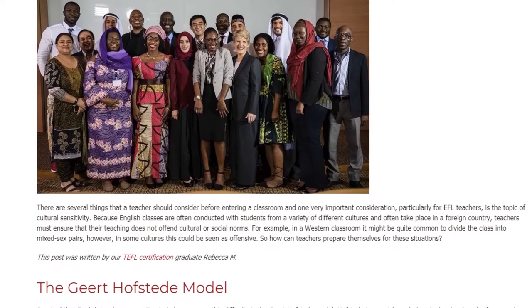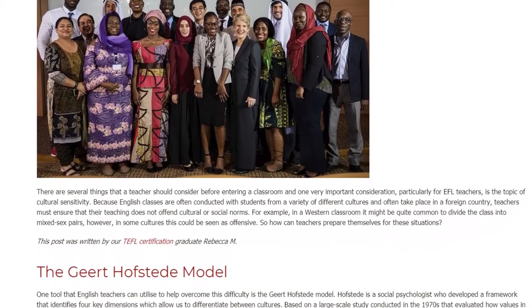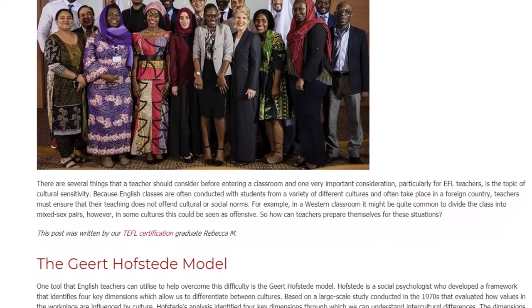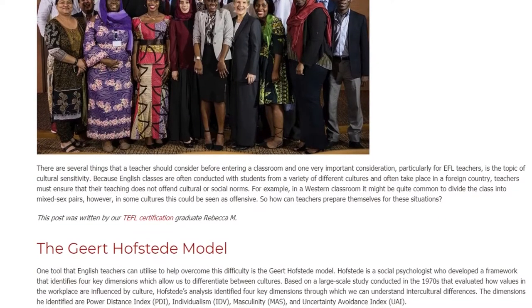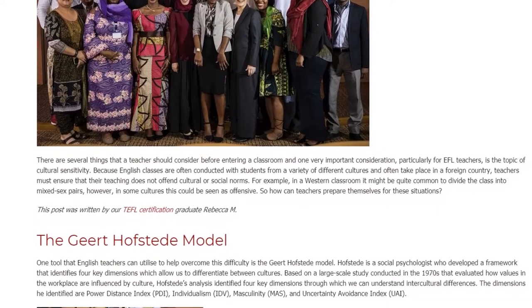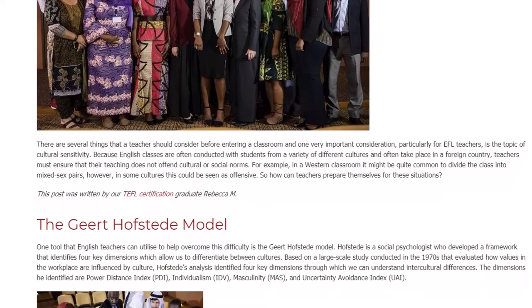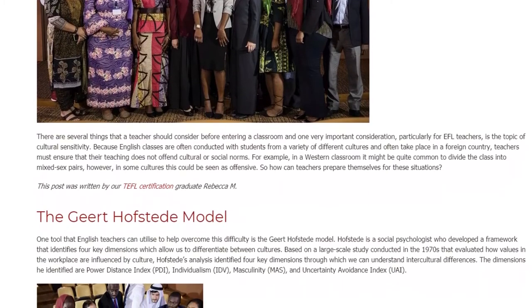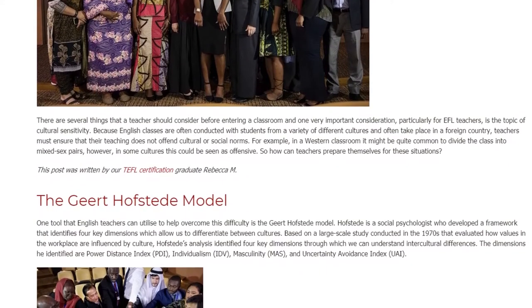For example, in a Western classroom it might be quite common to divide the class into mixed-sex pairs. However, in some cultures this could be seen as offensive. So how can teachers prepare themselves for these situations? The Geert Hofstede model. One tool that English teachers can utilize to help overcome this difficulty is the Geert Hofstede model.